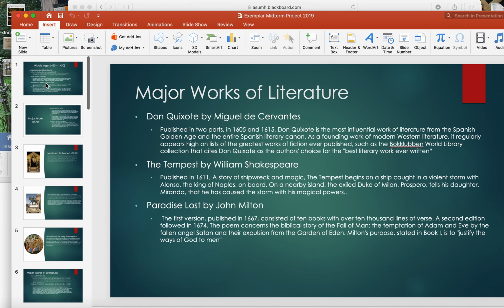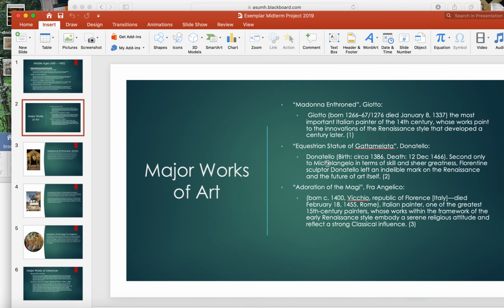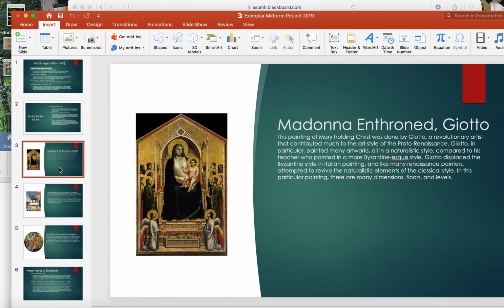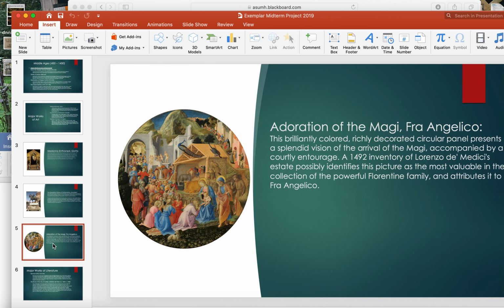Now let me just show you a little bit of what I'm looking for. This one isn't a perfect example, but it's pretty much what I'm looking for. So we have the major historical events. You only need 3. This person did more than 3, briefly described. And then they had major works of art. They had 3. They have a description here, but then they go on and give more of a description with an image for each thing that they talked about.